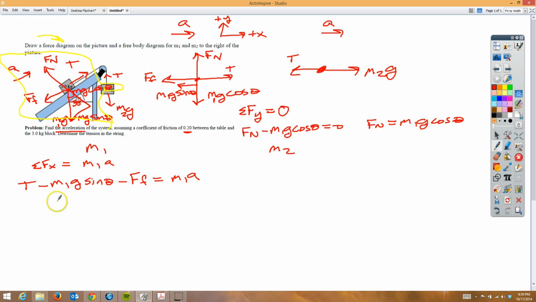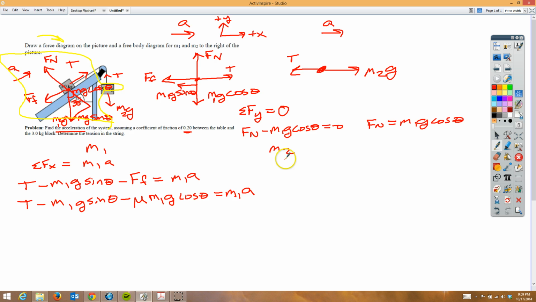Next thing we need to do is say this is tension minus m1g sine of the angle, but the force of friction, remember we said, is really mu times Fn. And from earlier we said that Fn is equal to m1g cosine of the angle. So we're going to make this m1g cosine of the angle, and that's equal to m1a.